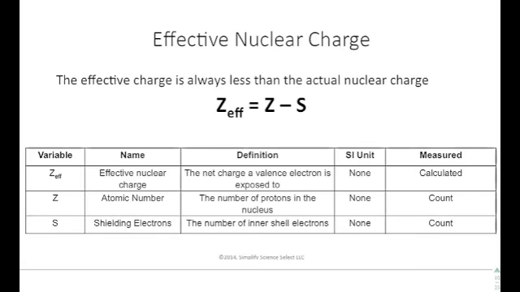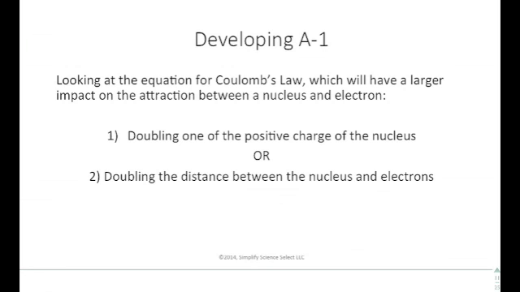The effective nuclear charge is calculated as the atomic number, which is the number of protons, minus the number of shielding electrons. So let's look at this. The first question says, looking at the equation for Coulomb's law, which will have a greater impact on the attraction between the nucleus and an electron? Doubling one of the positive charges or doubling the distance.